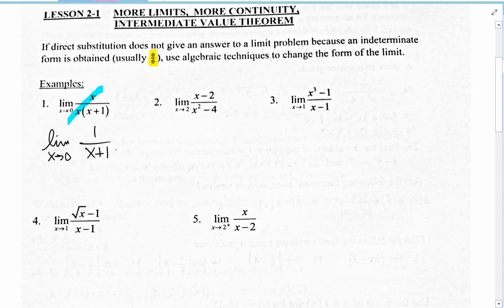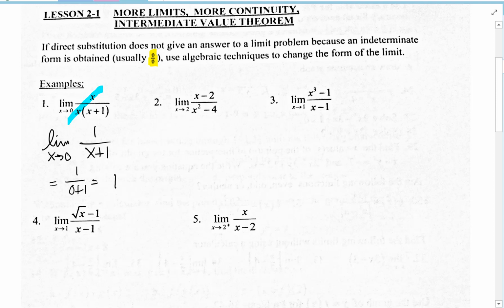Now I can use direct substitution. At this point in time, I no longer write this limit symbolism, okay? Once you direct substitute, you are actually evaluating the limit, okay? So you don't need this symbolism, and if you write it, it is incorrect. Now I direct substitute, and I get 1 over 1, which is 1.